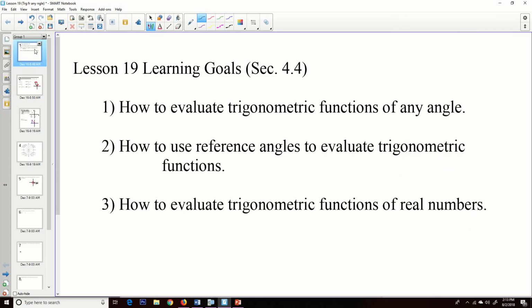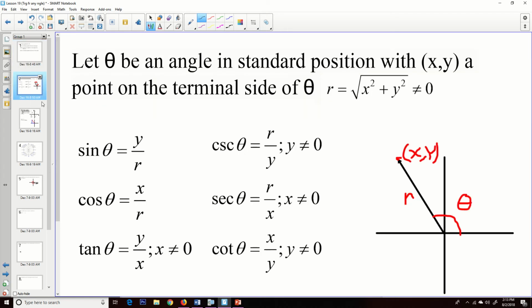Today, we are going to be learning how to evaluate trigonometric functions of any angle. We're going to use reference angles to evaluate trigonometric functions, and we're going to evaluate trigonometric functions for any real number. So let's review what we were using. We were using the unit circle, and in each case, the hypotenuse of the special right triangles was a value of 1. That's not always going to be the case.